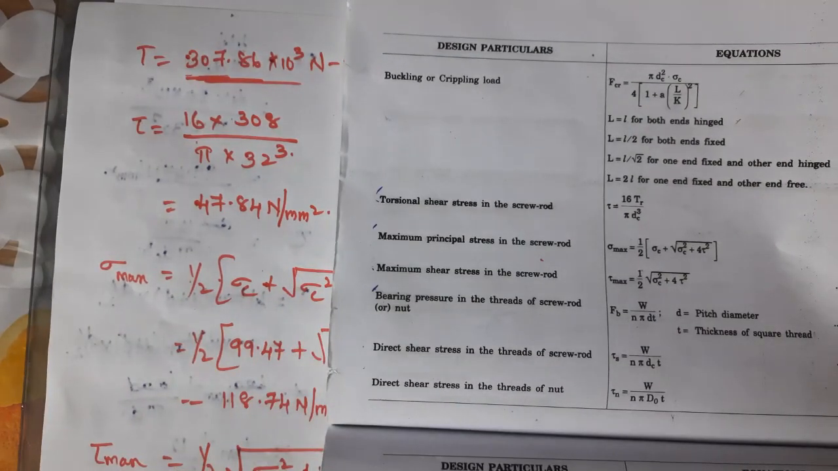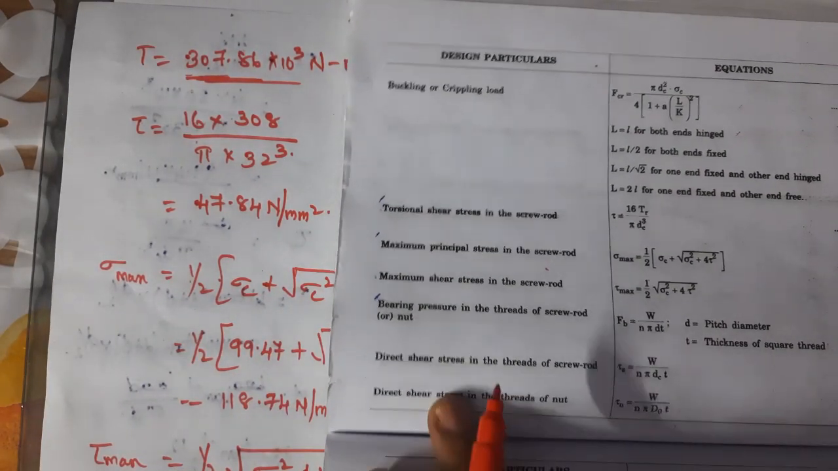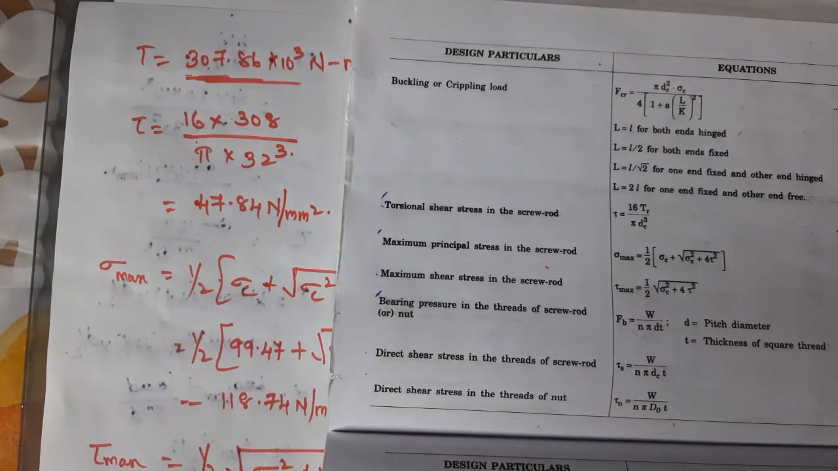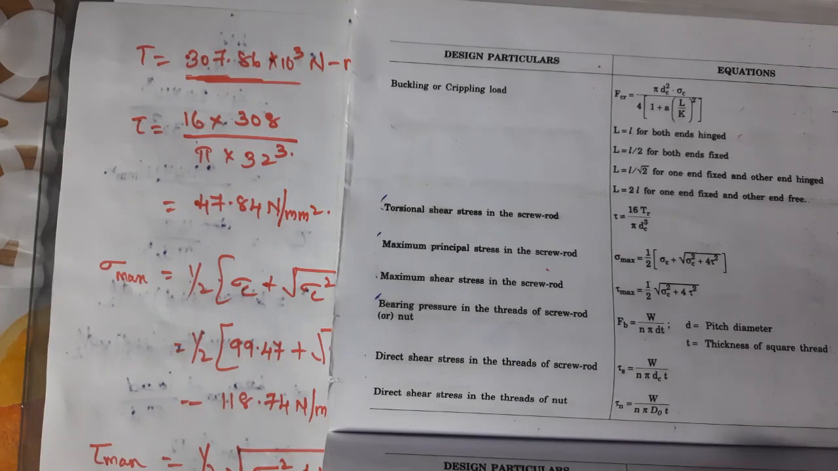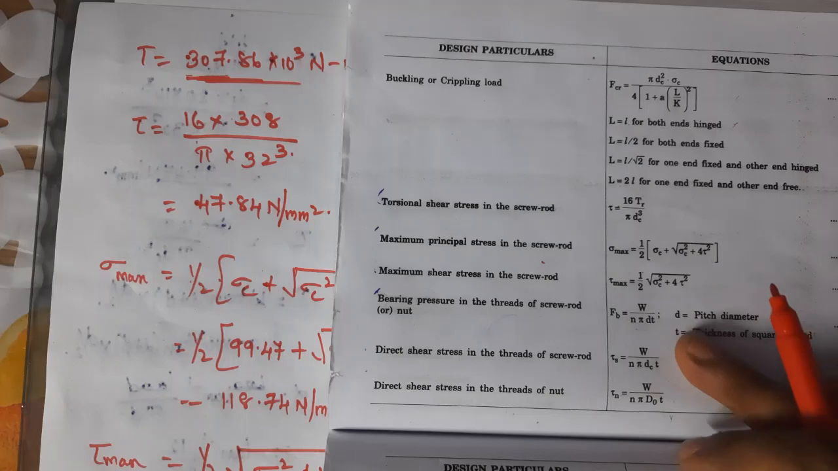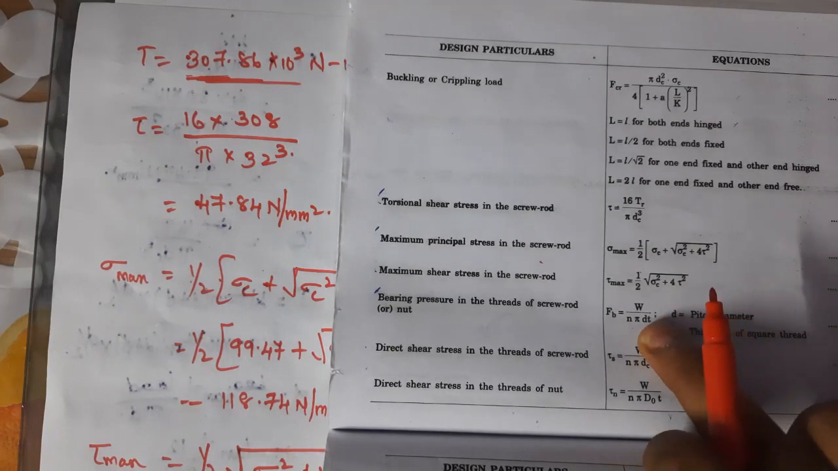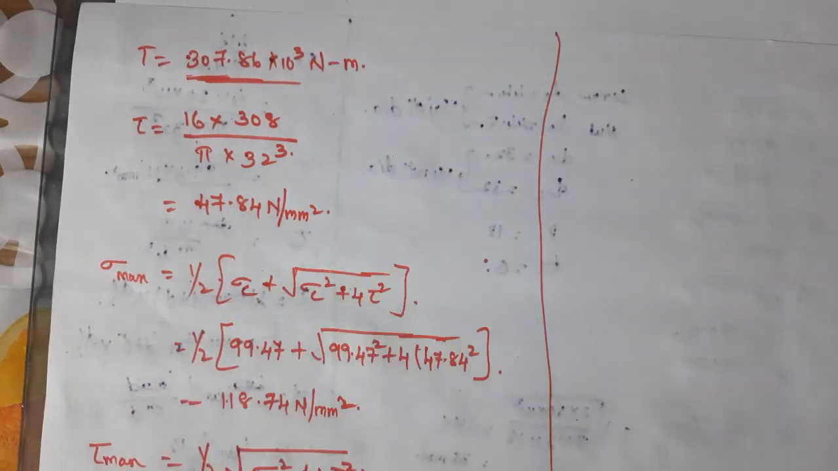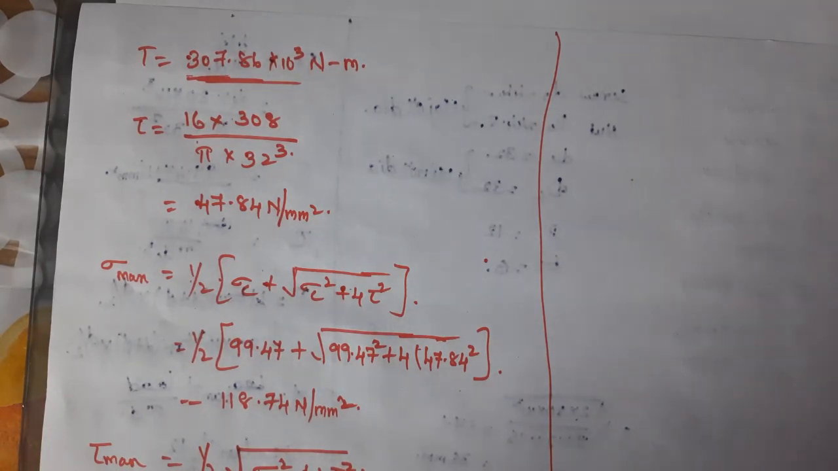So the design of the nut will start with the direct shear stress of threads of the screw rod. Okay, so that we have to calculate, or else you can calculate the bearing pressure if it is not given. So here the bearing pressure is already given, so you can calculate the N value. So see here, using the bearing pressure of the threads of the screw or nut, it will be calculated.